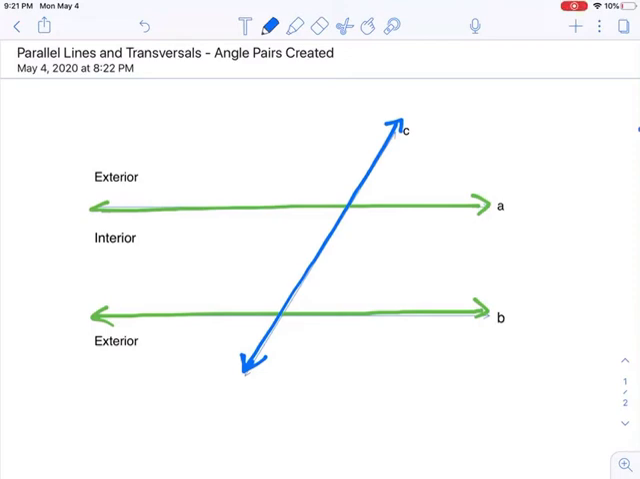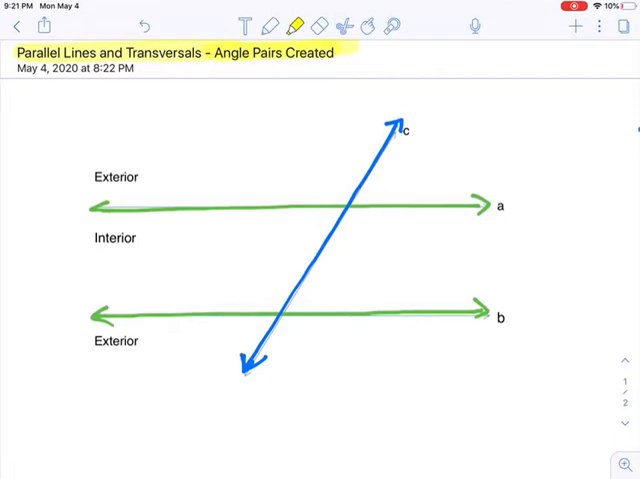Hello scholars, this video is to help you review the lesson from last week, which was angle pairs that are created when parallel lines are crossed by transversals.